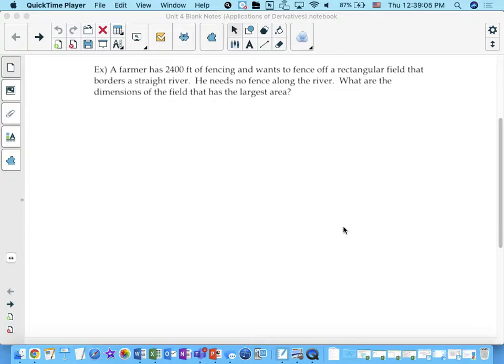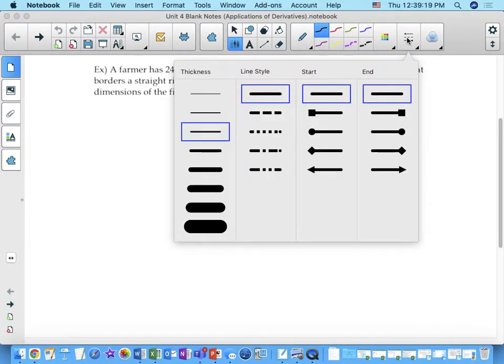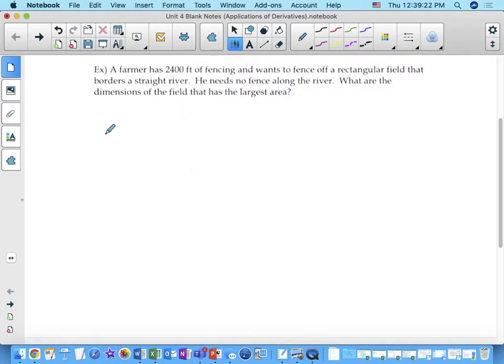Okay, so we have to start out the same way. What do you think would be a good thing to do to start this problem? Yeah, draw it. Okay, so we've got a river. And then we want to make a rectangular field that borders the river. And we want to fence it in. Okay, so we don't need to put any fence along the river.